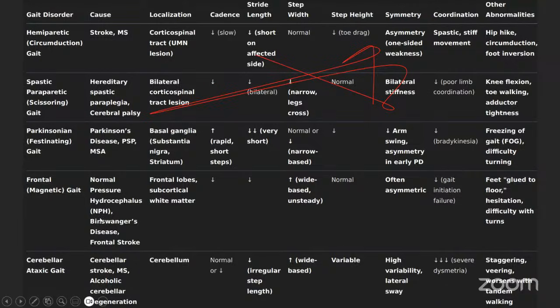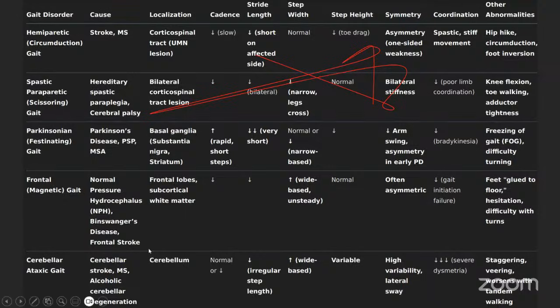In frontal or magnetic gait, it is seen in NPH, Binswanger disease, and frontal stroke. The localization is frontal lobe and subcortical white matter lesion. Cadence and stride length are reduced, step width is increased, and step height is normal, often asymmetrical. There is gait initiation failure. Feet are seen as if they are glued to the floor, with hesitation and difficulty with turns.